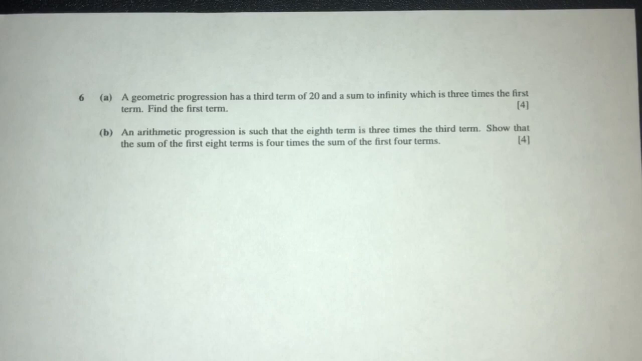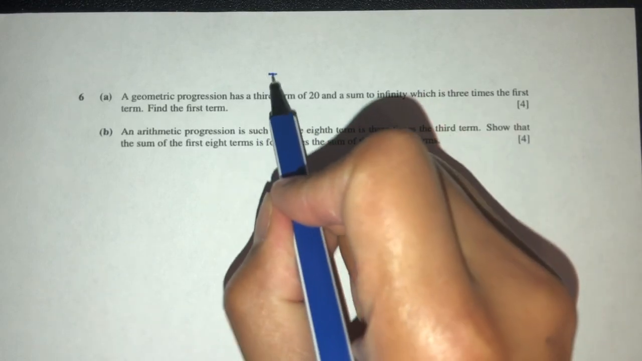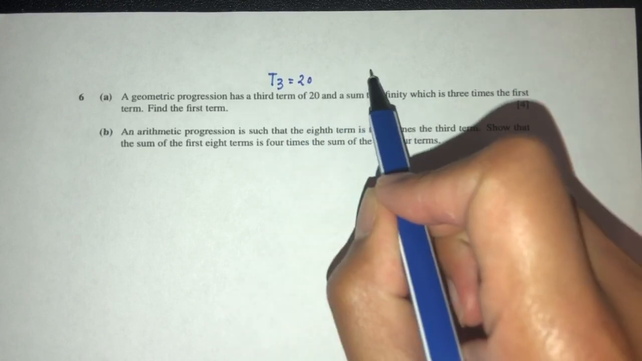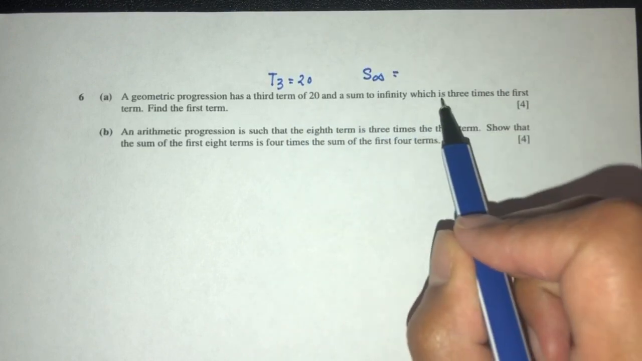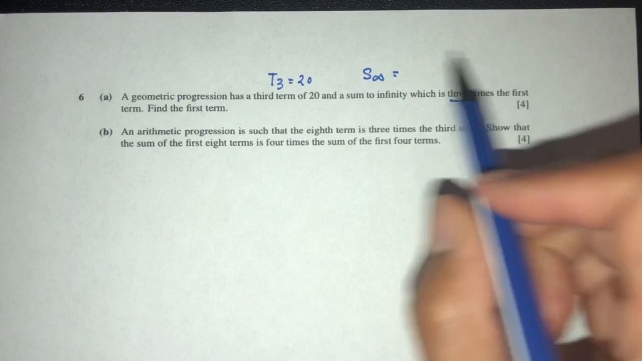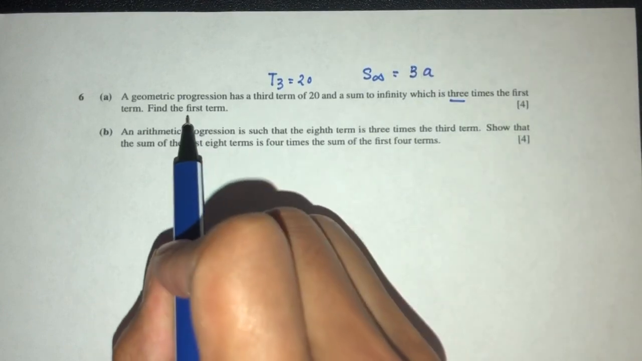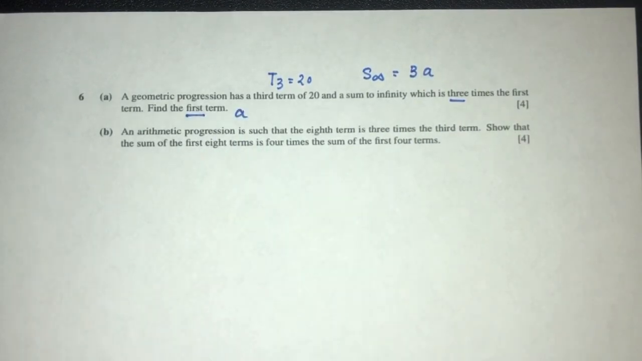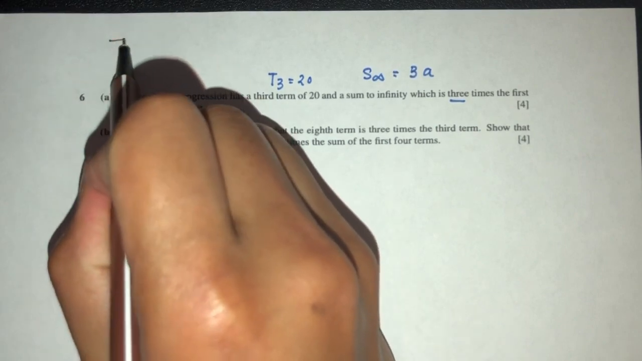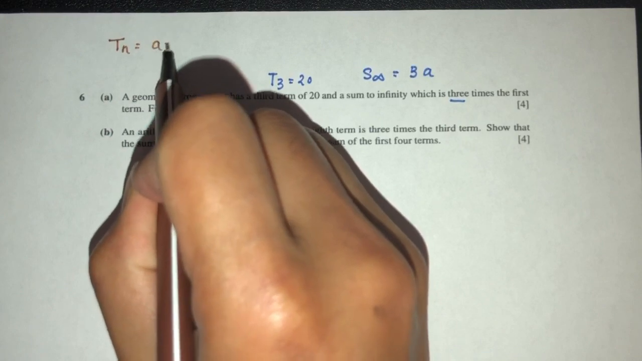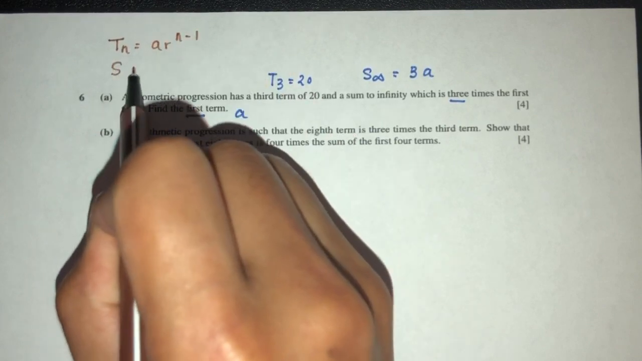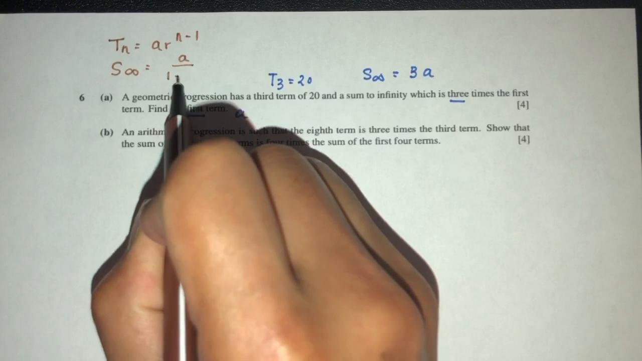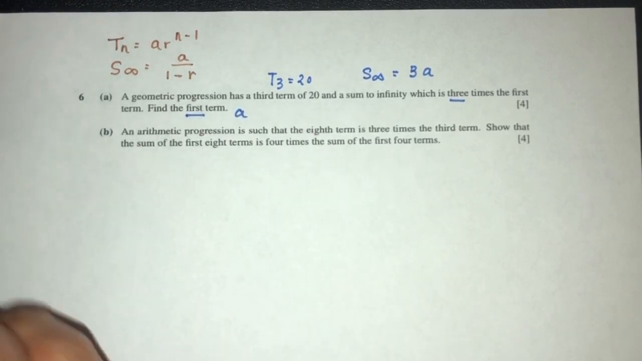A GP has a third term of 20 and sum to infinity which is 3 times the first term, so 3 times a. Find the first term, which is finding a. So now we already know the type of progression we have. We have a GP. So when we know this, we can first write down all the formulas we know for this kind of progression. The nth term is given by a r power n minus 1. Sum to infinity is a over 1 minus r. So let's form our equation.